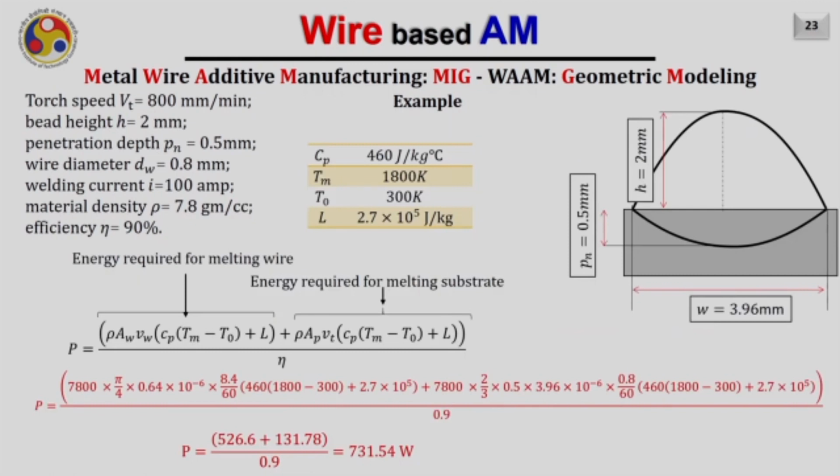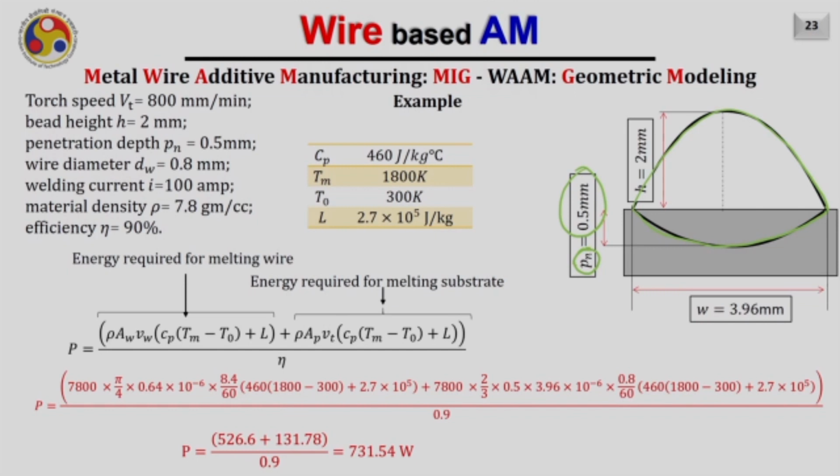Now the last part of the question asks for the minimum required power. What is known to us is the cross section of the top bead. It is asked that we assume that it is a parabola. Let us assume that the penetration is also represented by a parabola, and the depth of the penetration is given to us, which I am writing as Pn, and it is 0.5 mm.